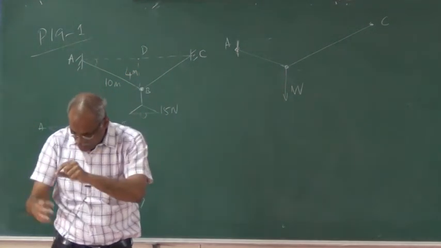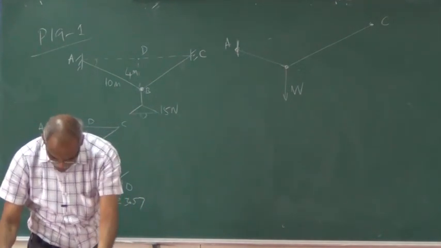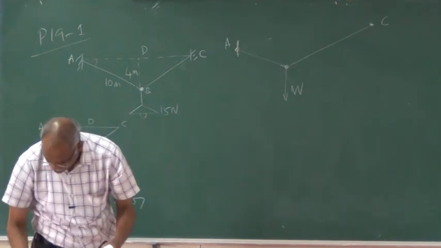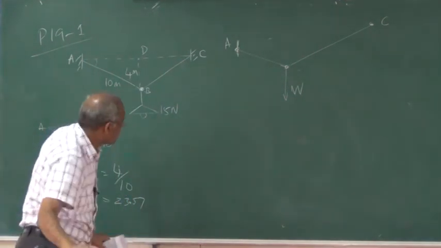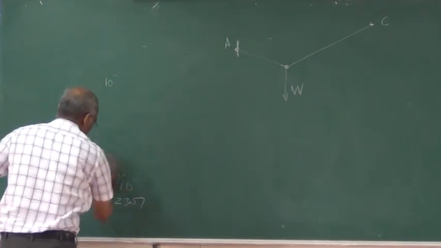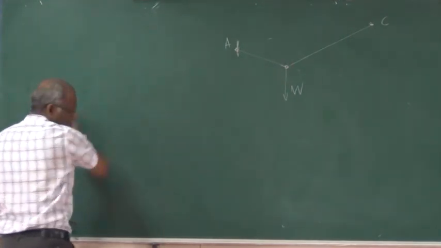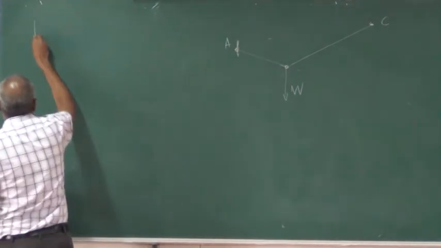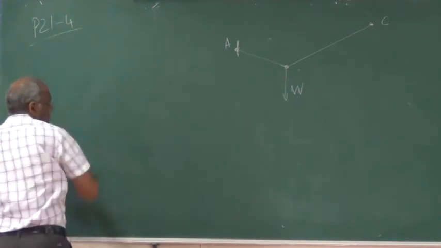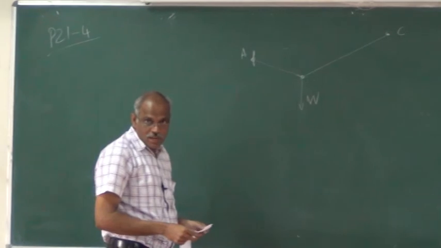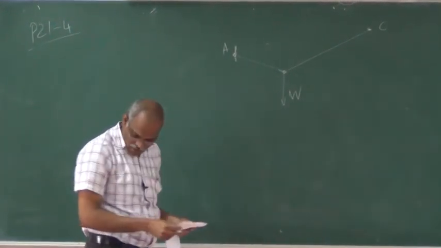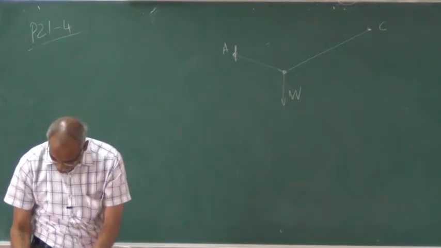So here the next problem is about that. That is the problem at page 21, problem number 4. This is also an exercise problem, an example problem that has been worked out already. So what is that problem?